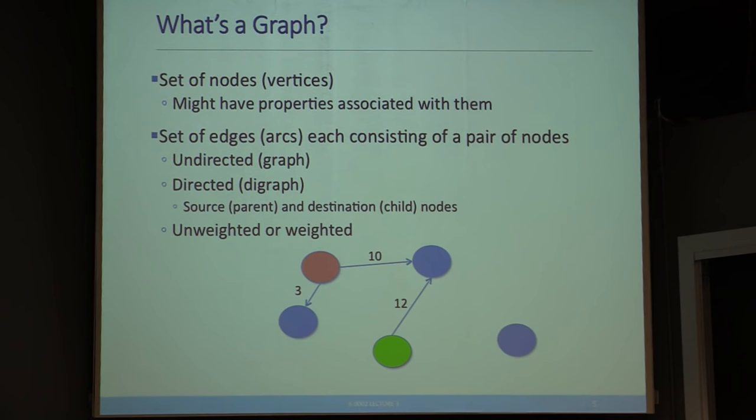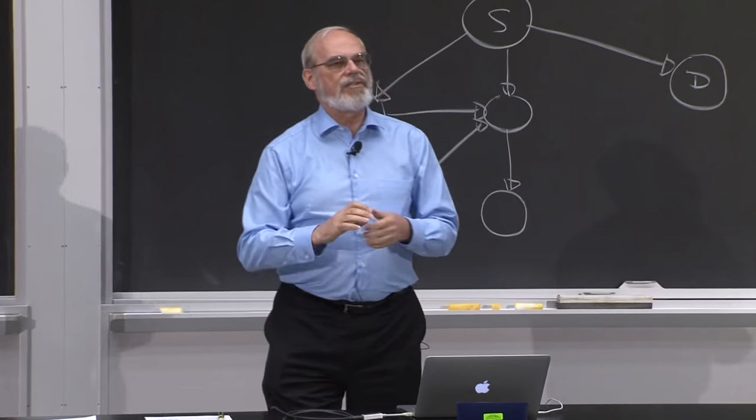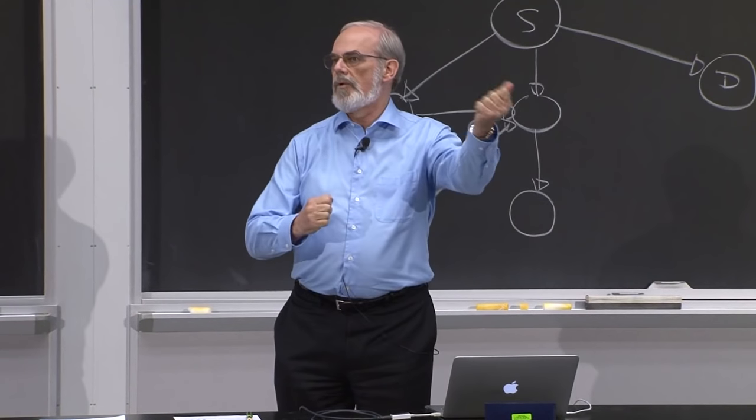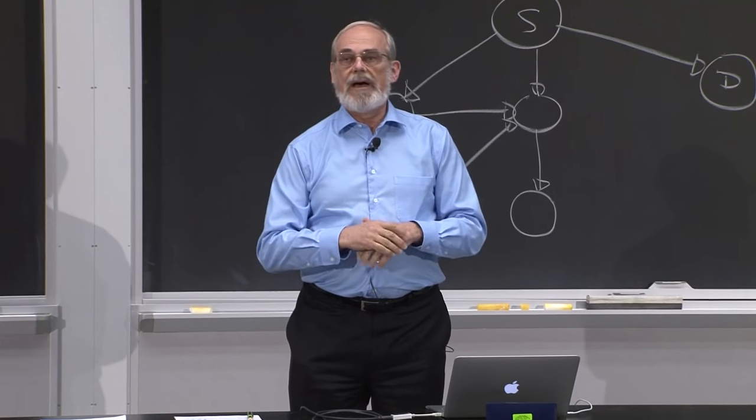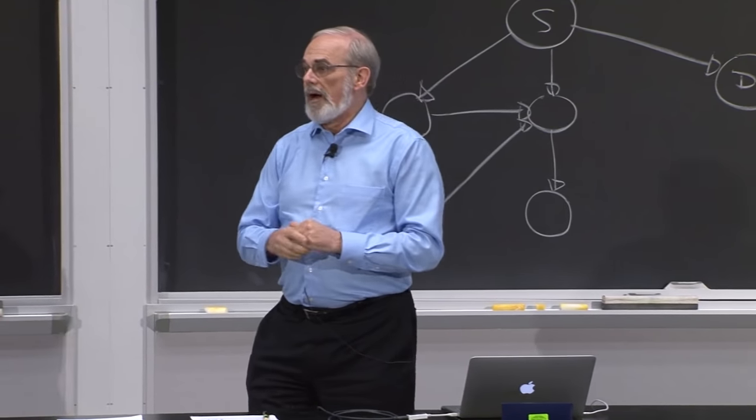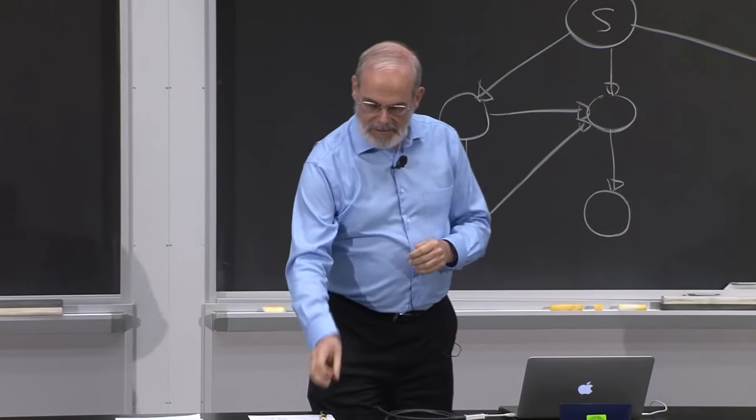The weight might tell me how much effort it is going to take me to go from a source to a destination. And one of the things you're going to see is I want to think about how I pass through this graph, finding a path from one place to another, for example, minimizing the cost associated with passing through the edges. Or how do I simply find a connection between two nodes in this graph?